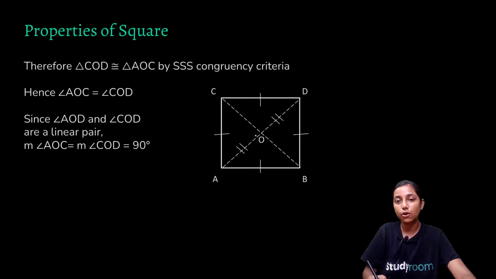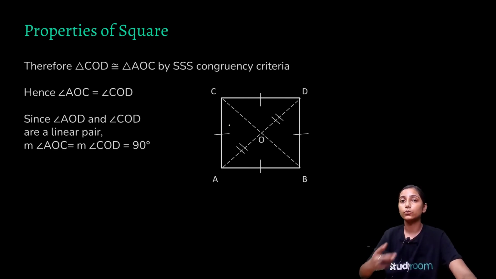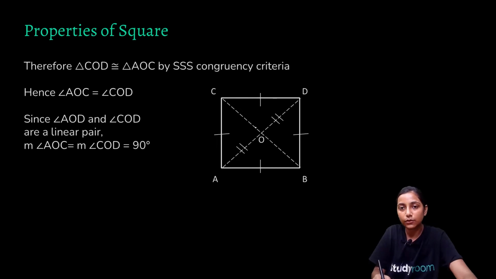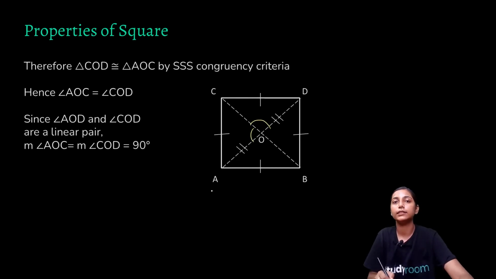One side was OC common, one was AO equal to OD, because in a parallelogram the diagonals bisect each other. And one was AC equal to CD because these are two sides of a square. Therefore, since these two triangles are congruent to each other, we can say that angle AOC is equal to angle COD. Now we have proved that these two angles are equal.